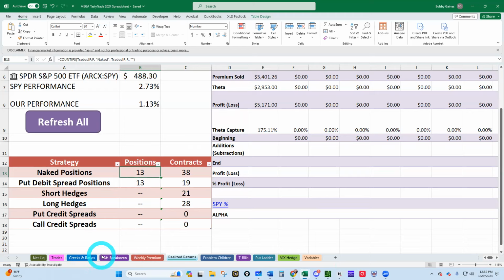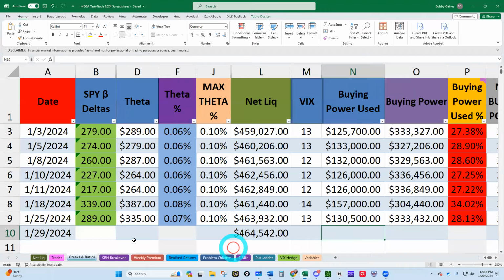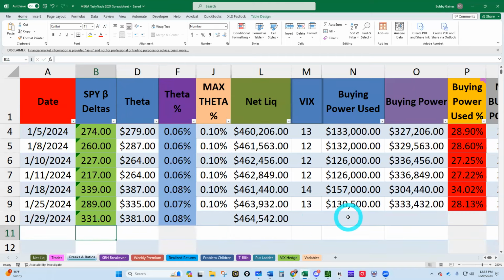So let's go and look at our Gregson ratios now. And here it is. Got so many accounts now, it's hard to keep up with them. So we've got, let's see, our delta is 331. So see, our theta is still kind of low.